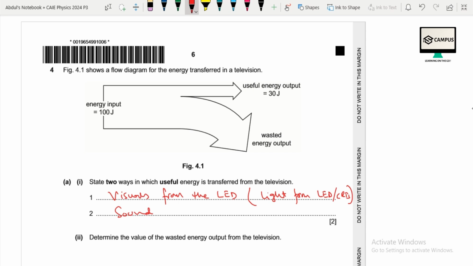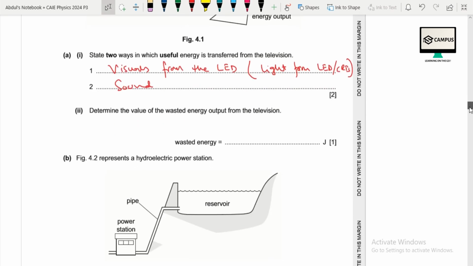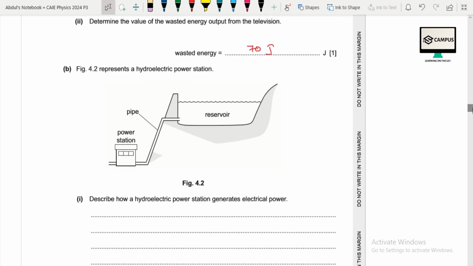Then determine the value of the wasted energy output from the television. Total was 100, useful was 30, so waste is definitely the difference between 100 and 30. So 70 joules is the wasted energy. That's pretty straightforward.